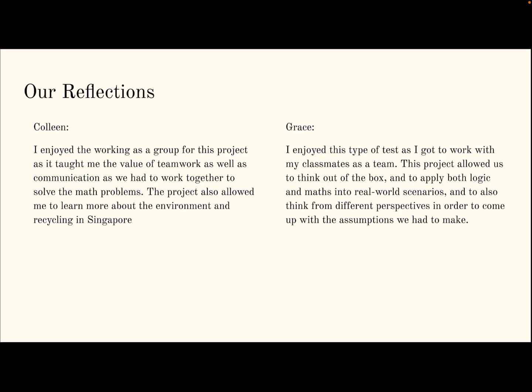I enjoyed this type of test as I got to work with my classmates as a team. This project allowed us to think out of the box and to apply both math and logic into real-world scenarios, and to also think from different perspectives in order to come up with the assumptions we had to make.